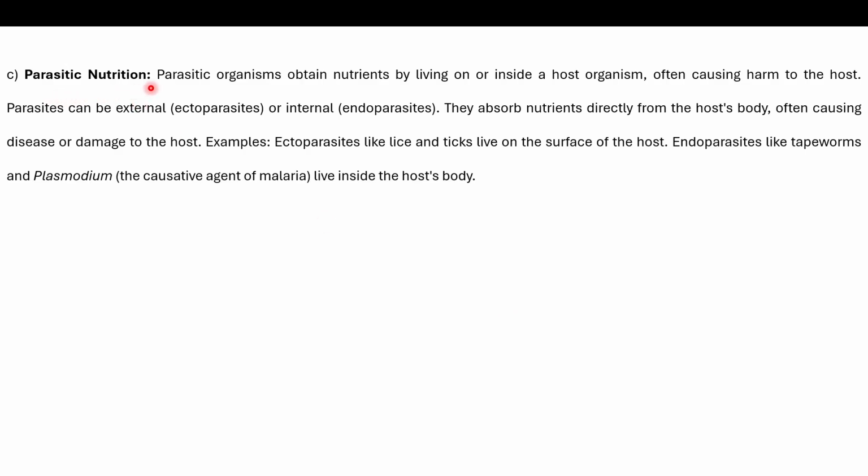Then we have parasitic mode of nutrition, where parasites obtain nutrients by living on or inside a host organism, often causing harm to the host. Parasites can be external ectoparasites or internal endoparasites. They absorb nutrients directly from the host's body, often causing disease or damage to the host. Examples are ectoparasites like lice and ticks, which live on the surface of the host, whereas endoparasites like tapeworms and plasmodium, which causes malaria, live inside the host's body, hence these are called endoparasites.